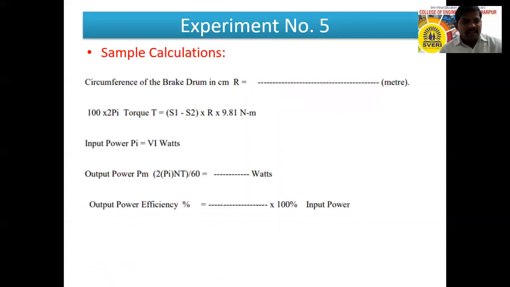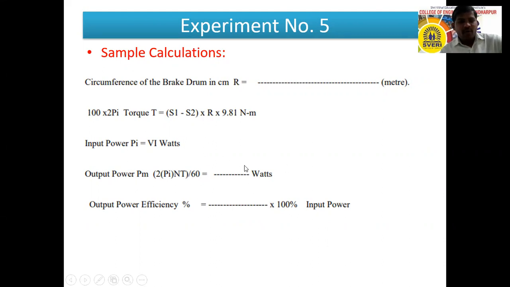Now the sample calculation is given. The circumference of the brake drum is measured in centimeters, but we want to calculate in meters. We measure in centimeters, but calculate in meters. Then we calculate the torque: S1 minus S2 into drum radius R into 9.81, which comes in Newton meter. We calculate input power, Pi, equal to supply voltage V into line current I. Output power is equal to 2 pi NT divided by 60, where N is speed, T is torque, and 60 and 2 pi are constants.